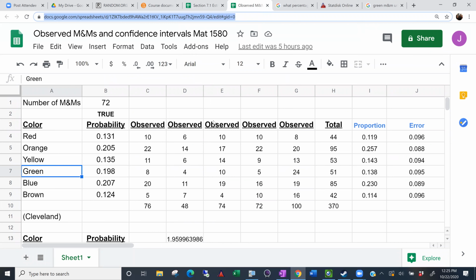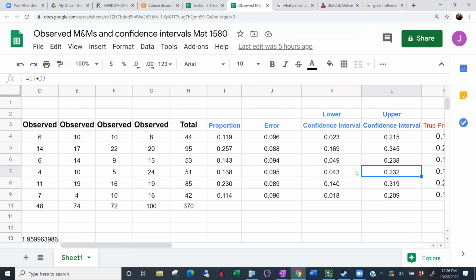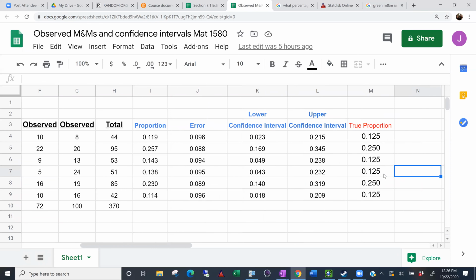Now, what I'm interested in is this. I want to look at my confidence interval. So let me go over here. And here's my confidence interval for the population of green M&Ms. So right there. Now, it actually does contain the true proportion that you get out of Mars. Mars will tell you that from their Cleveland plant, and I think that's Cleveland, Tennessee, 12.5% of their M&Ms should be green.